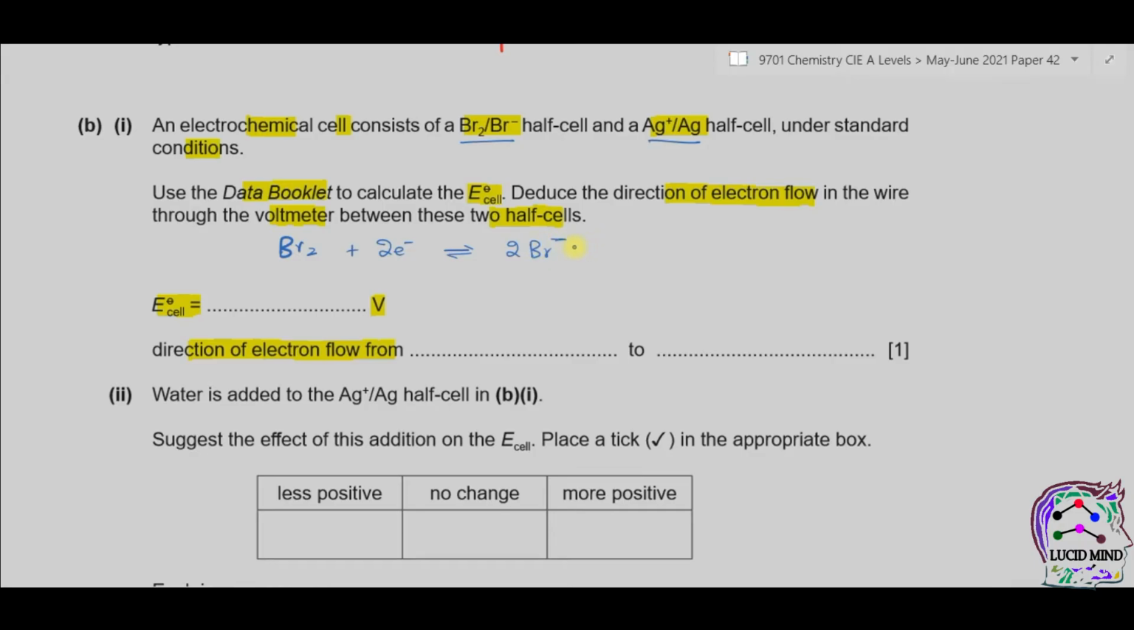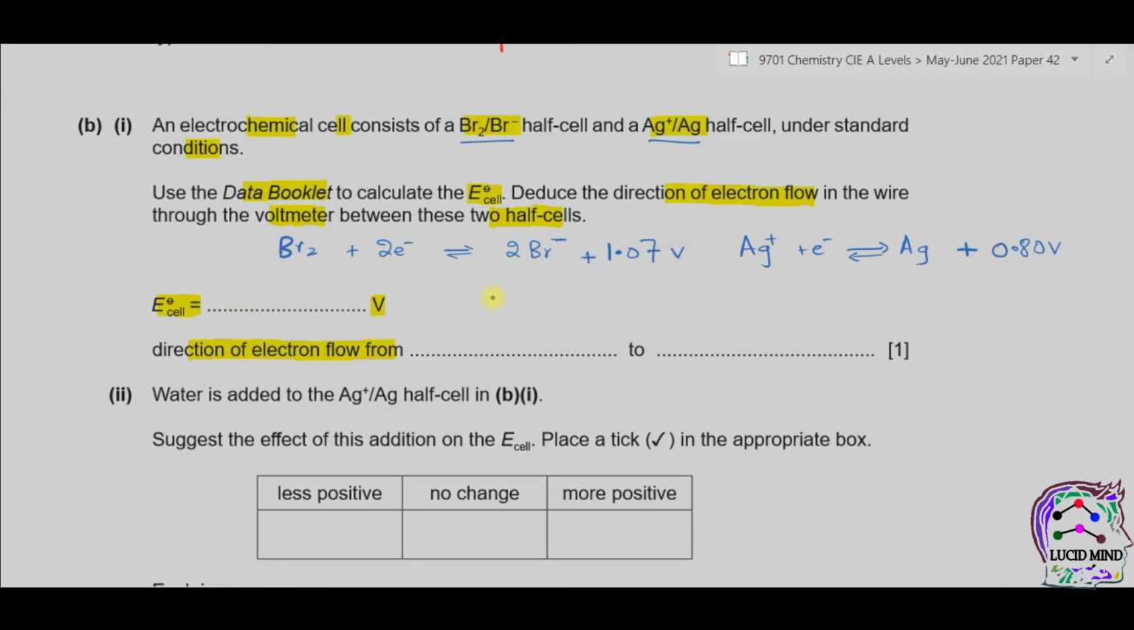And the voltage is 1.07 volts. For second reduction we have Ag+, it gains electron to form Ag. The voltage associated with this one is 0.80 volts. Now for E naught cell we must use the formula.